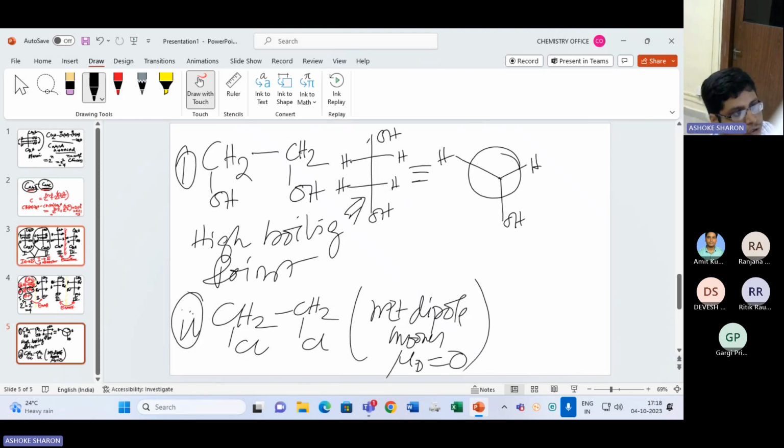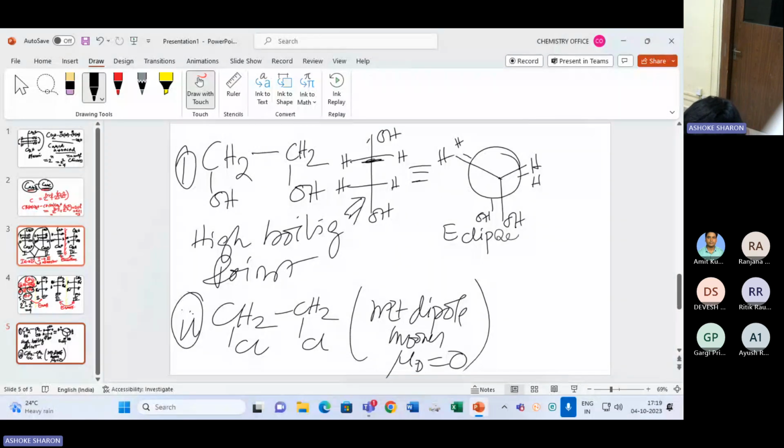Clear? Then the next carbon center is coming. I'm talking about this one. That one hydrogen is there, that is the hydrogen, and this is the OH. So this is the eclipsed structure. I'm saying this is an eclipsed structure. Clear? An eclipsed structure will definitely be unstable. So this kind of molecule tries to prefer, if you rotate 180 degrees, what will you observe?